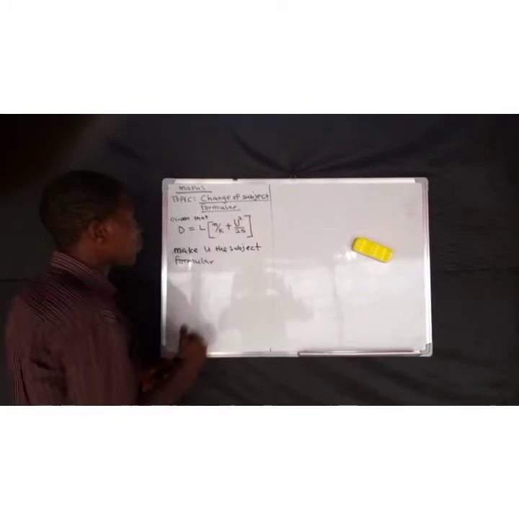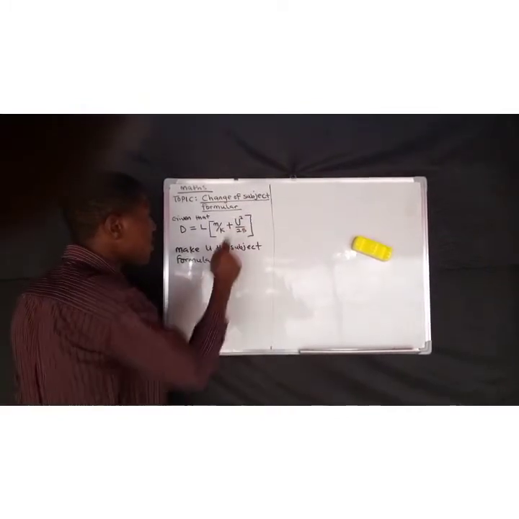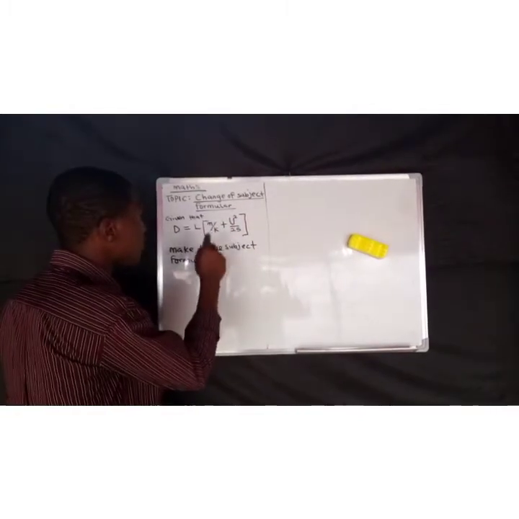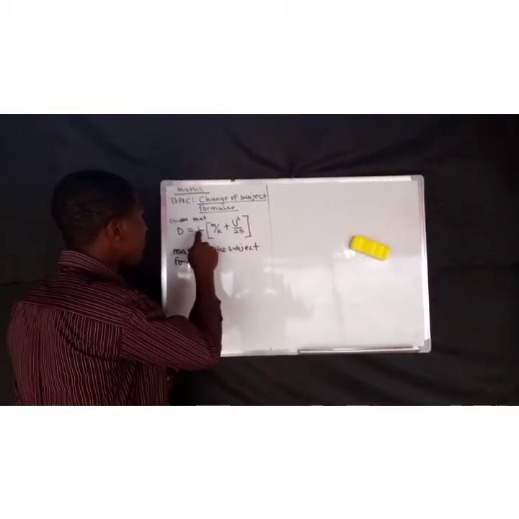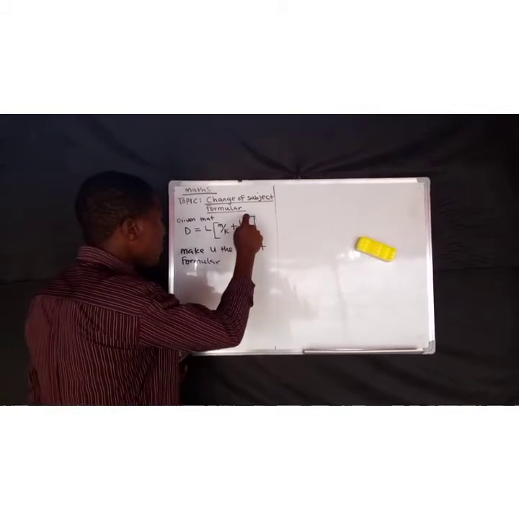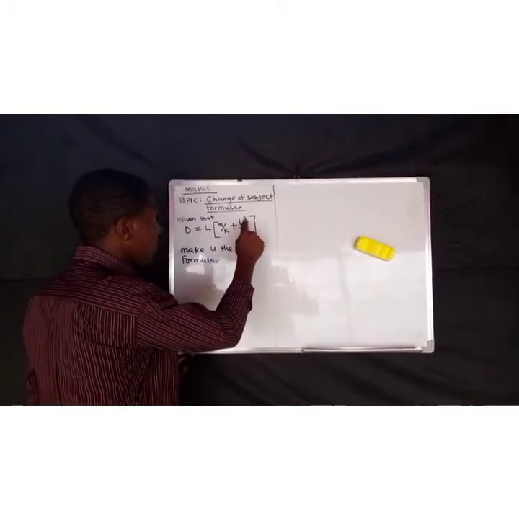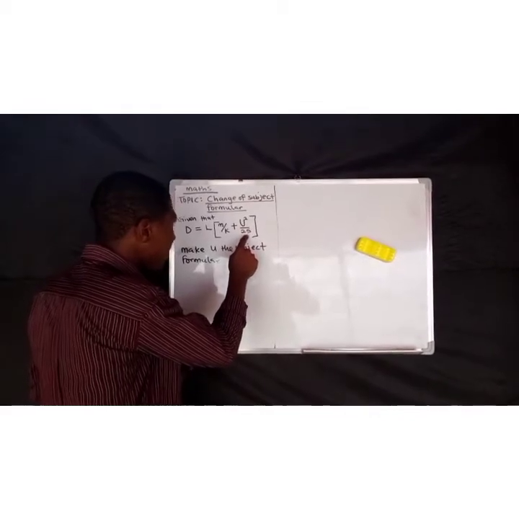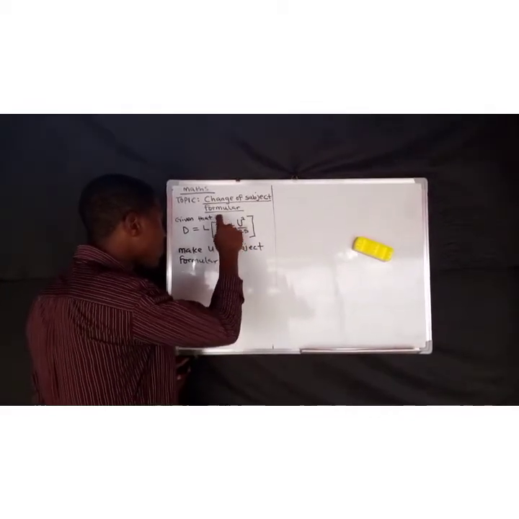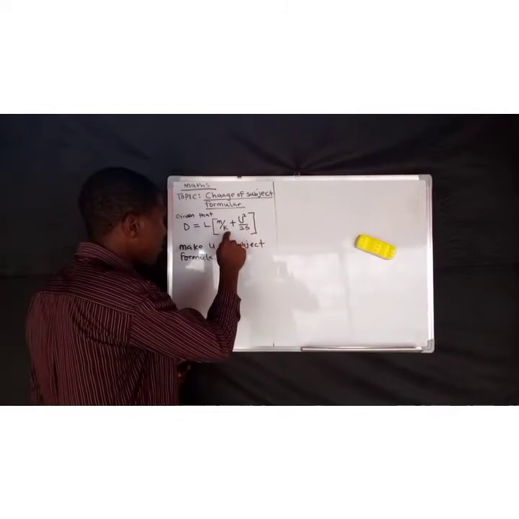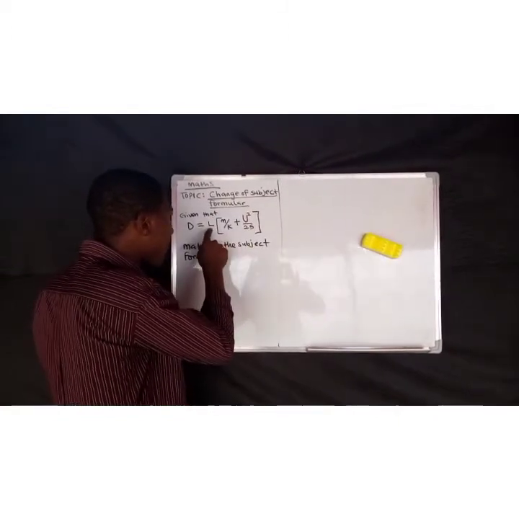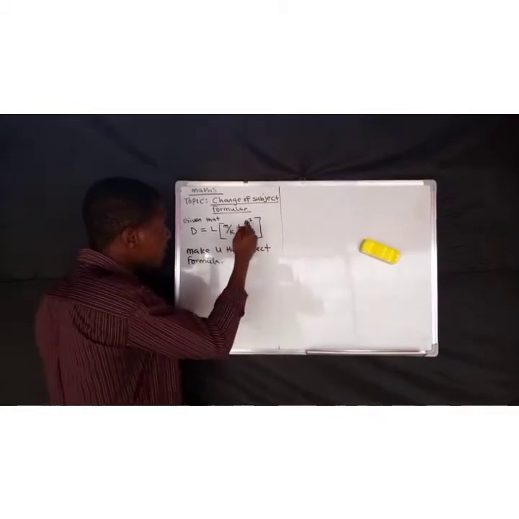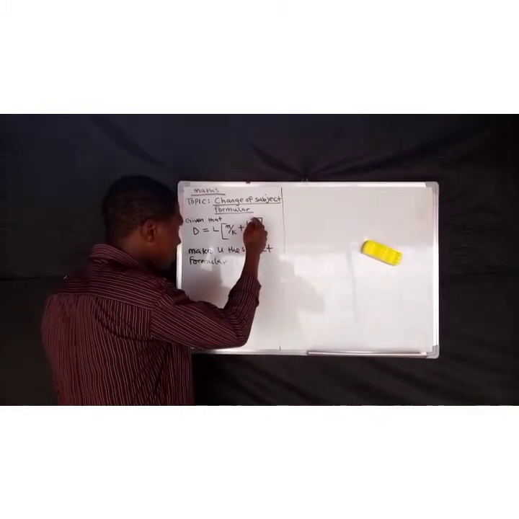As you can see from the expression, I'm trying to make U the subject of the formula. What I see surrounding U is, first, that U has a square. Then I see that it is being divided by 25. Then I see that it is being added to M over K. Then I see that it's being multiplied by L.